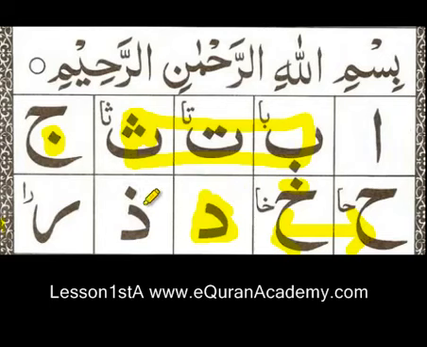This is dal. Dal has one dot on the top. Read dal without whistle sound. If you make whistle in this letter, for example, zal, this is wrong. Read without whistle sound this letter. Let me show you origin of dal.